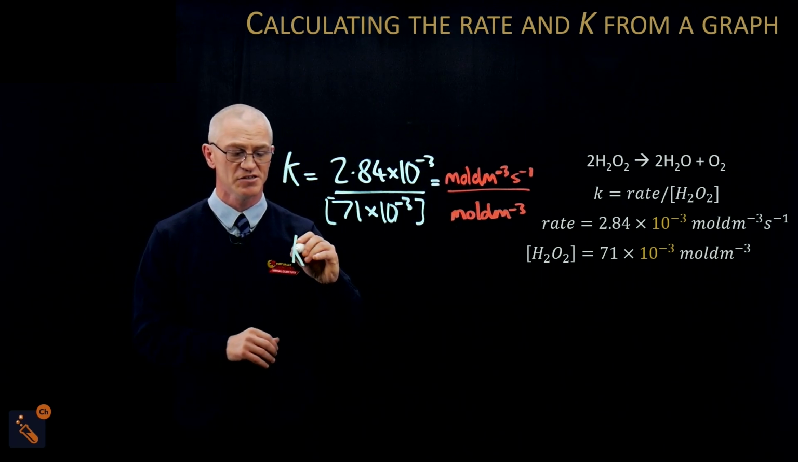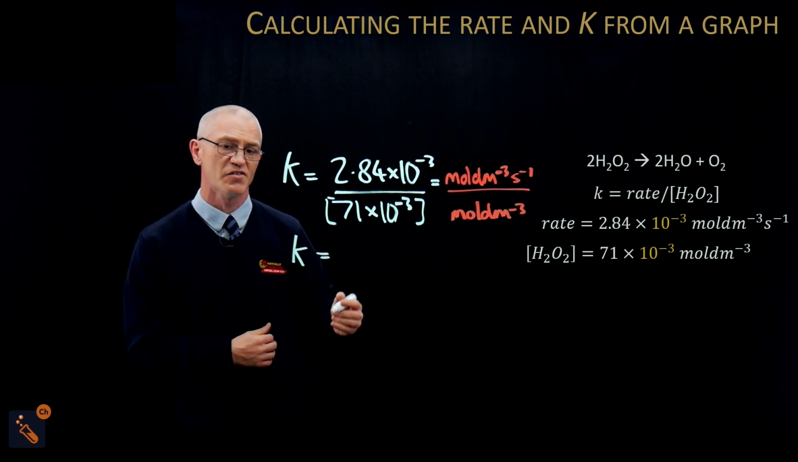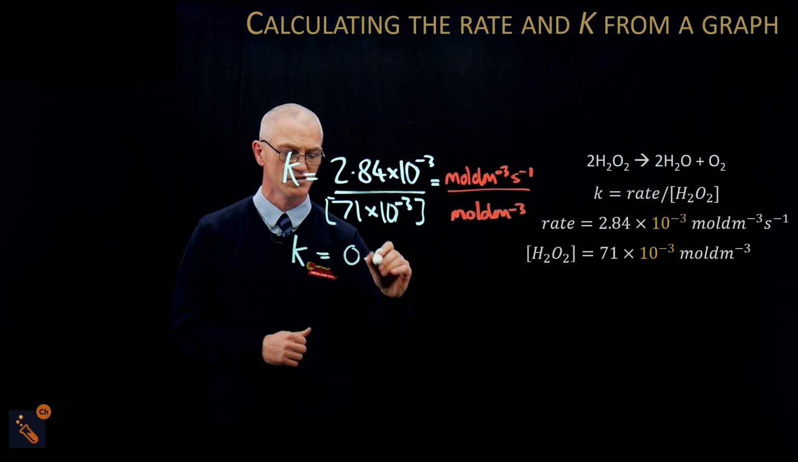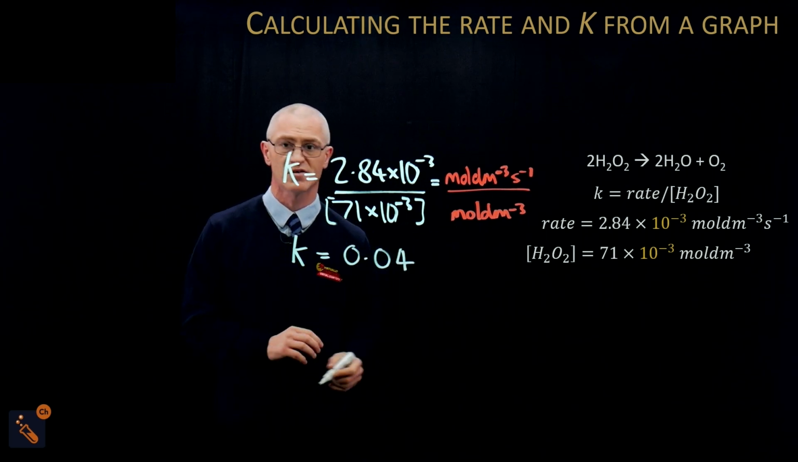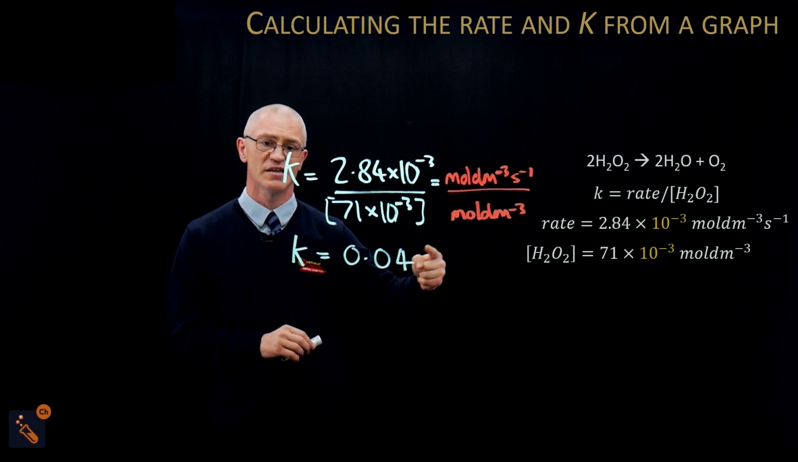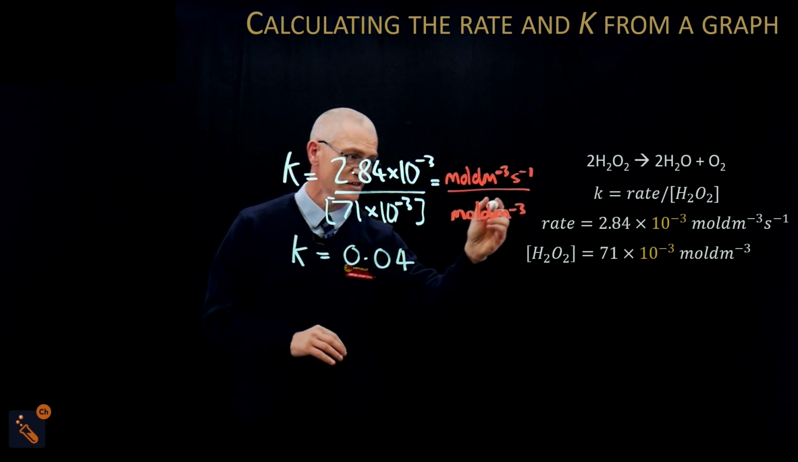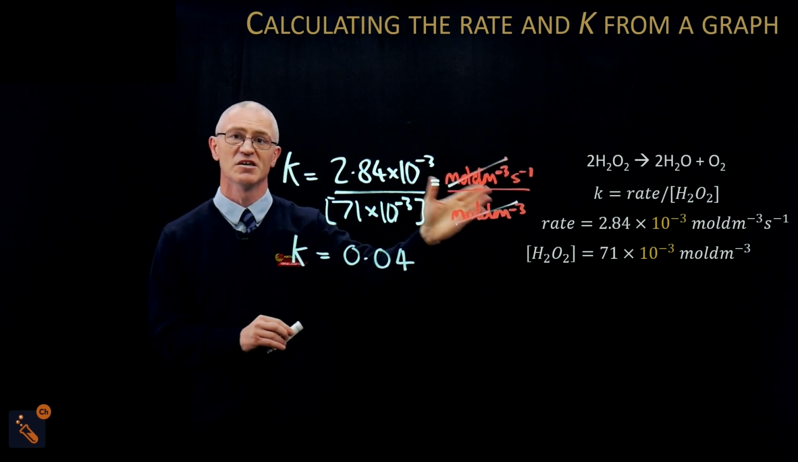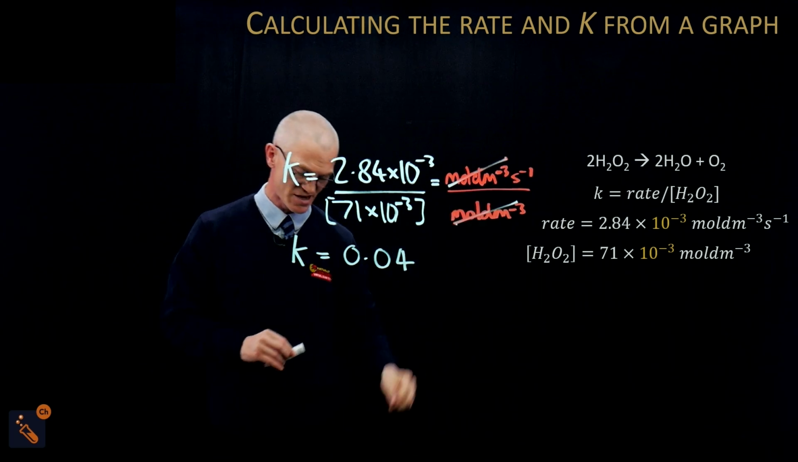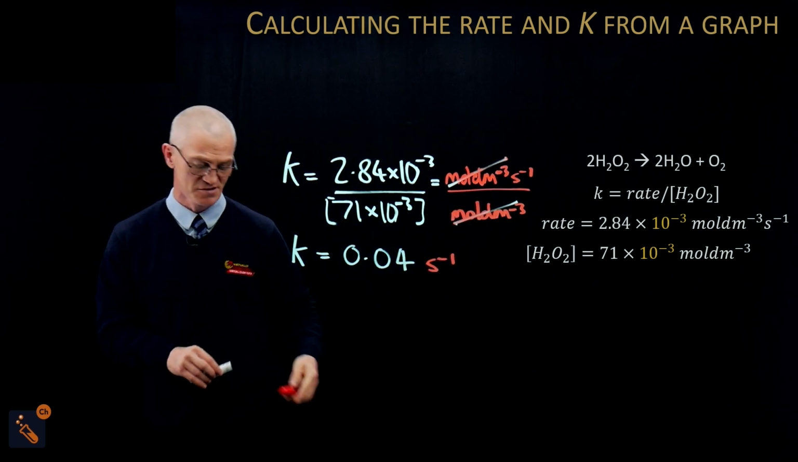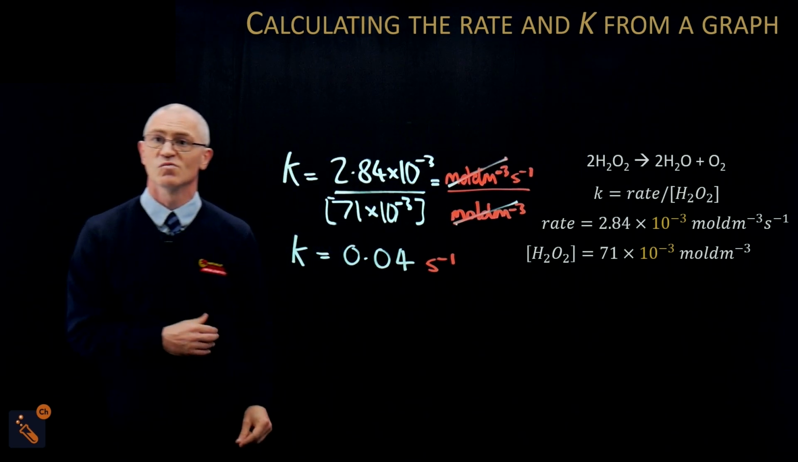So if you put that into your calculator, that will be 0.04. That'll be our final answer. And then we're going to cancel out this. That's our moles per decimetre cube cancelled, which leaves behind our S minus 1. So our unit for this will be S minus 1.